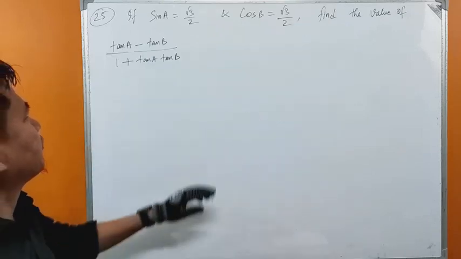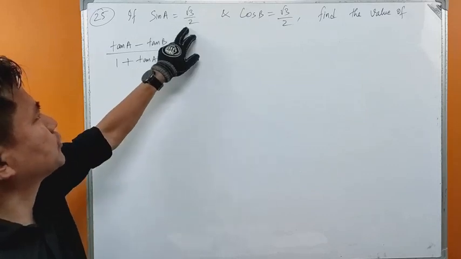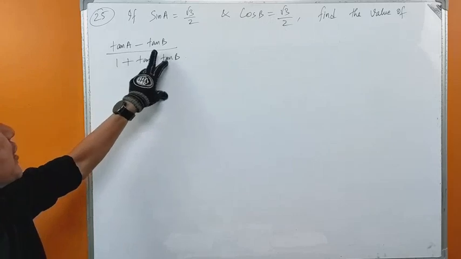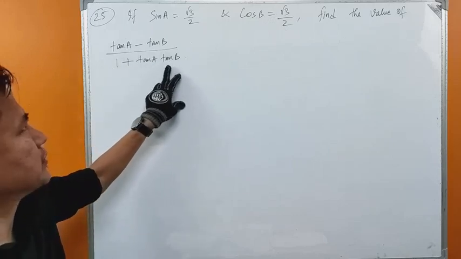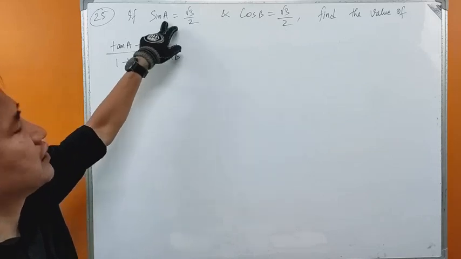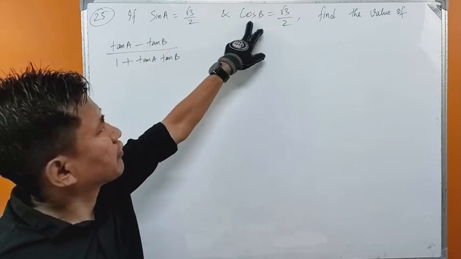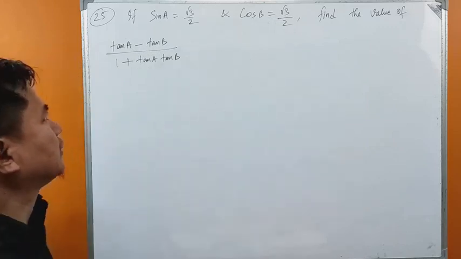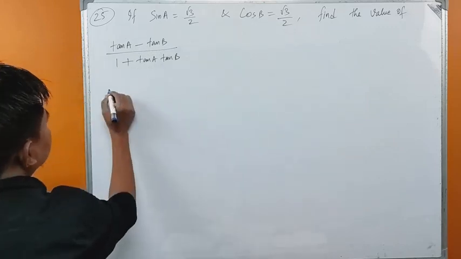Question number 25. If sin a equals to root 3 upon 2 and cos b equals to root 3 upon 2, find the value of tan a minus tan b upon 1 plus tan a times tan b, isn't it? So the value of sin a is given to us root 3 upon 2. Here the angle is a, and the value of cos b is root 3 upon 2. Here the angle is b. Angles are different, isn't it? So we need to find differently, okay?